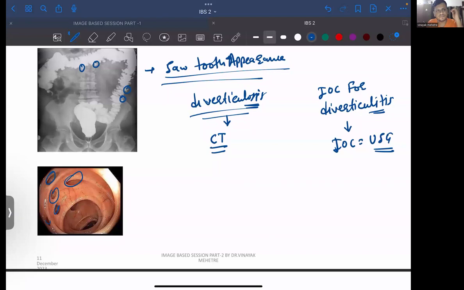See, any kind of abnormalities, best investigation is going to be CT scan. Inflammation, okay, inflammation, most of the time answer is ultrasound. Remember it like this.